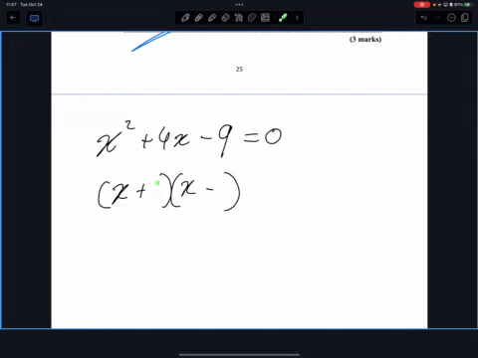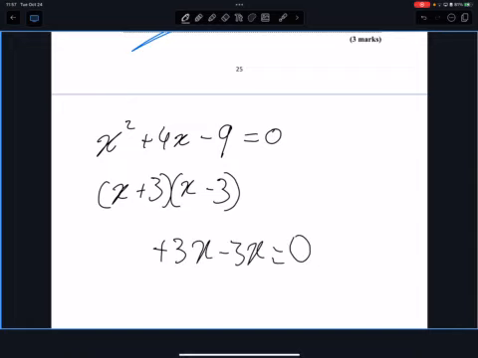If I do x, how do you notice? X times 3 is 3x. X times minus 3 is negative 3x. Plus 3x minus 3x, answer 0. So this will be 0. That's how I notice.